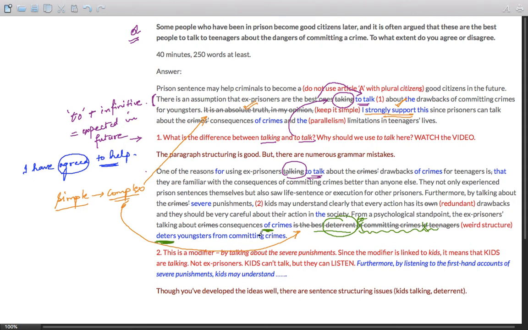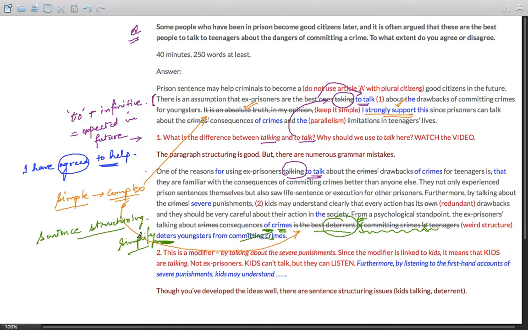Okay, try to simplify the thing. This will simplify. And you can also find ways of omitting this committing crimes because you have already used the word crimes. But that's not the point here. The point is that you can simplify the construction, and this will make your sentence structuring very clear.